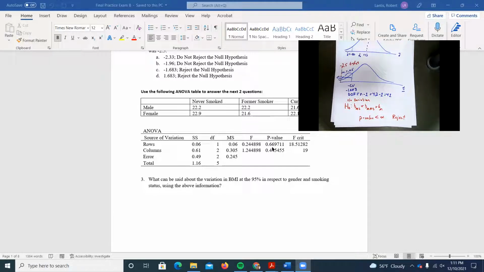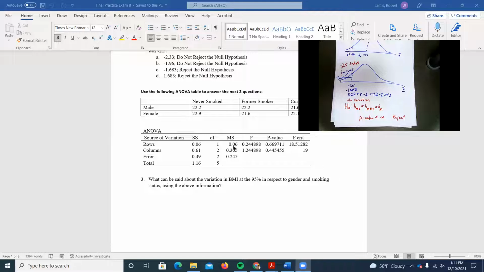What about, is there variation with respect to the columns? No. So I would say here, at the 95% level, I don't find any evidence that BMI varies with smoking status or with gender, right? And it's actually even a little bit more powerful. I would be able to say that holding constant gender, there's no variation in BMI with respect to smoking status. Holding constant smoking status, there's no variation in BMI with respect to gender either.